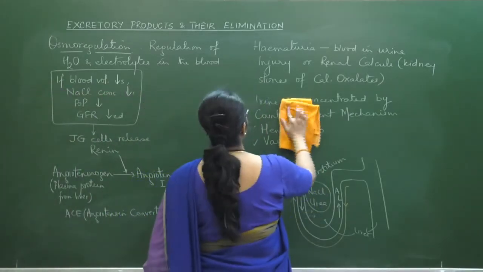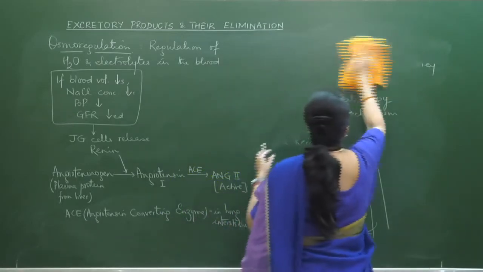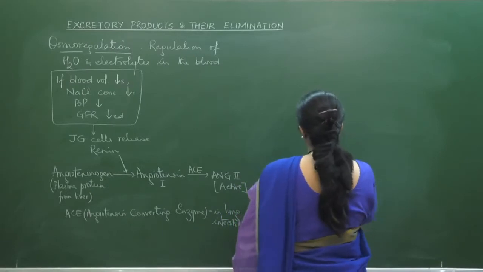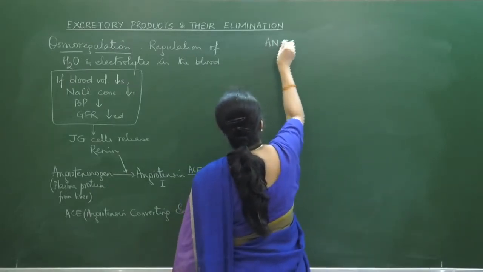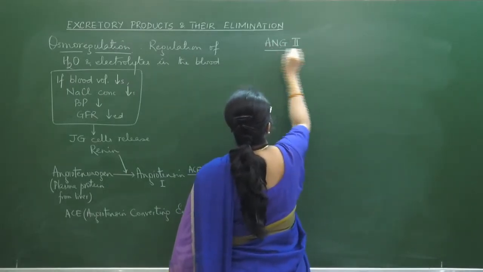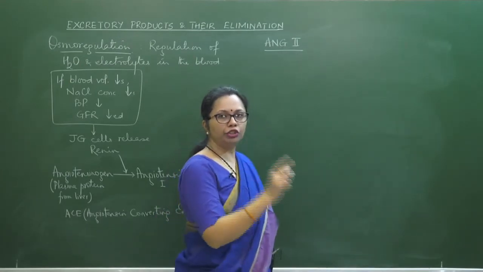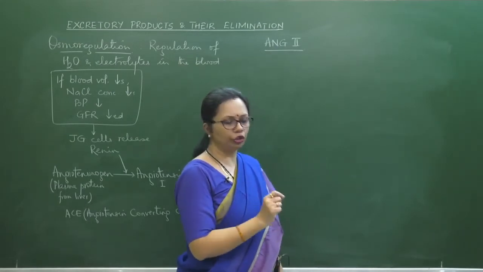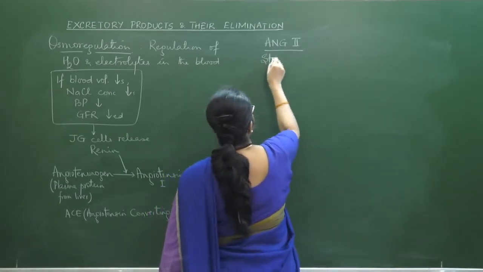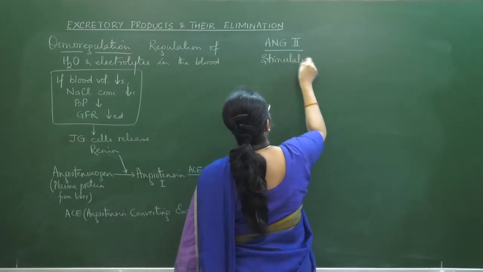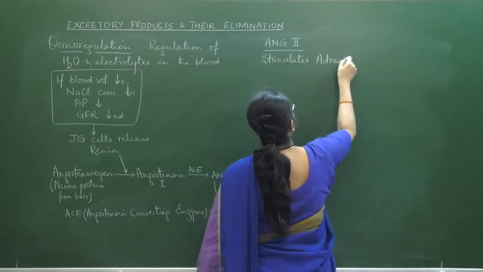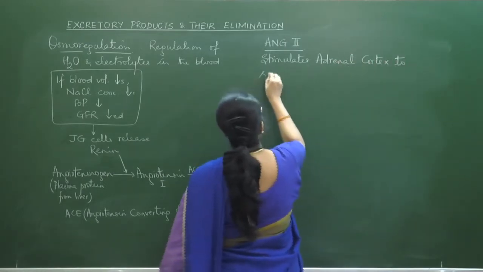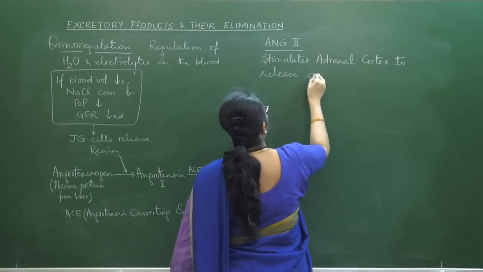Now this angiotensin 2 has major actions. Okay, 2 important things at least I'll mention. So angiotensin 2, number 1, it stimulates the adrenal cortex to release aldosterone hormone.